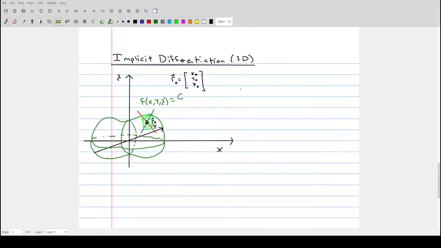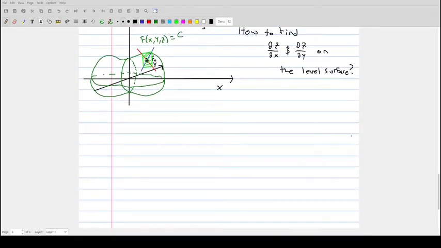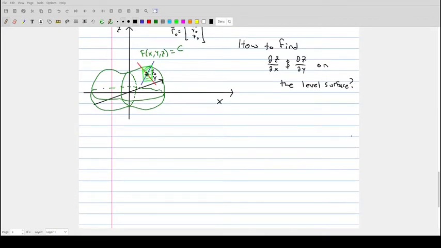So the question is how to find partial z partial x and partial z partial y on the level surface. And it turns out that we can directly go through and do this using exactly what we did before with implicit differentiation. It's actually a very nice formula.